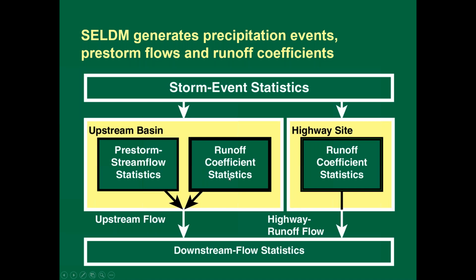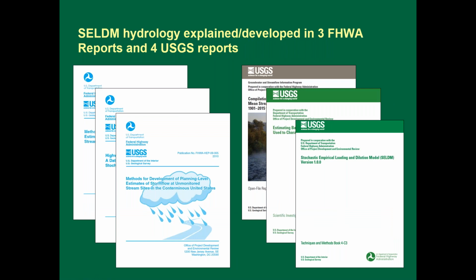The upstream basin has runoff coefficient statistics, which are controlled by the imperviousness of the upstream basin. Then you have your highway site with the area of the highway and the runoff coefficient statistics, again, controlled by the imperviousness. So we add the concurrent upstream flow and highway runoff flow to get those downstream flow volumes.